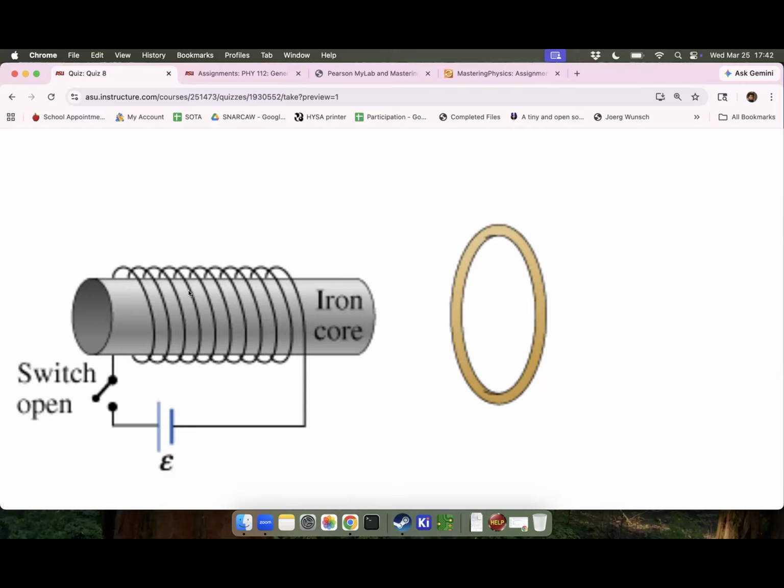I started with no current. I then turned the current on. Have I increased or decreased my right field? I've increased the right field. What does the secondary, the other piece of wire, want to do? Does it want to help that increase or oppose that increase? If you're increasing right field, you react to an increasing right field by making a left field. Which direction do you have to circulate in a loop to make left field?